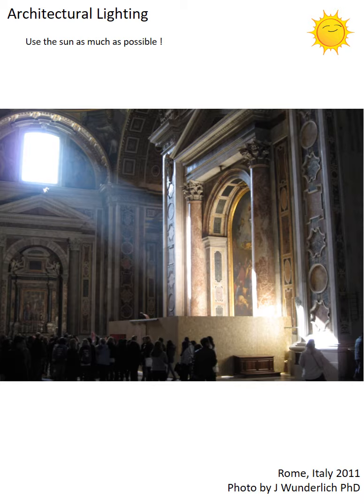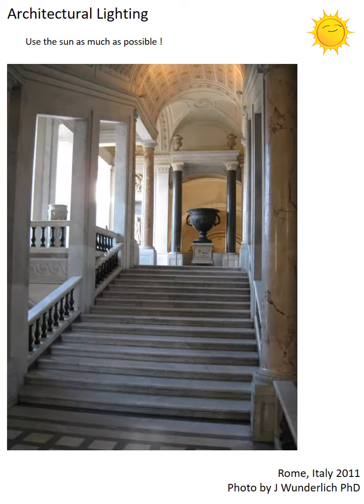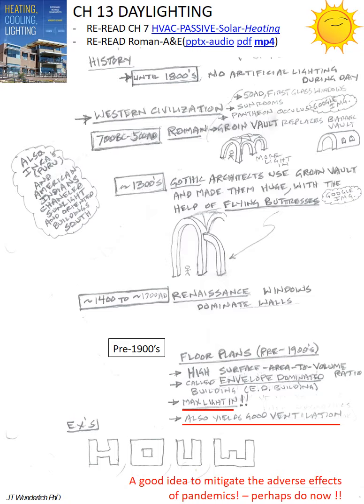So firstly, we always want to make maximum use of the sun, the natural lighting. Passive, you always want to do passive things first before active. And these are some photos from Rome that I took in 2011. So we want to speak of daylighting first. Students, first go back and take a quick look at Chapter 7, the HVAC passive solar heating, and also the Roman architectural and engineering. We've already spoken about some of this history, so I'll go quickly through this.